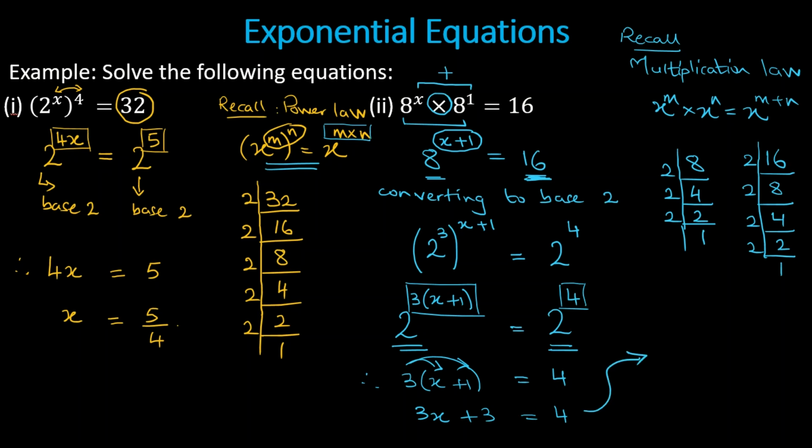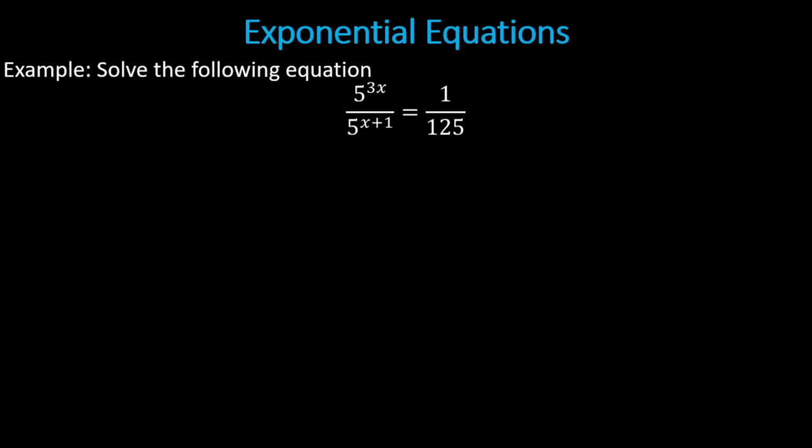I carry on here. So we send the plus 3 to the right hand side. It becomes 3x equal to 4 minus 3. We have 3x is equal to 1. So x is simply 1 over 3. Again, our answer here is a fraction. Let us see another example.